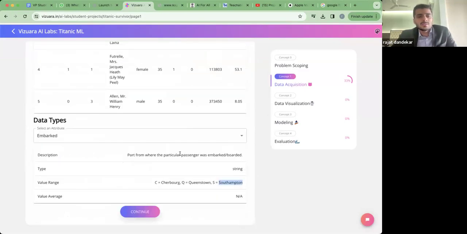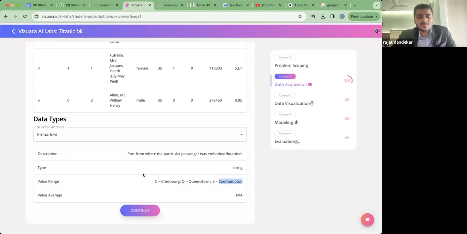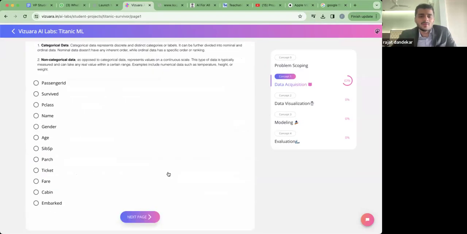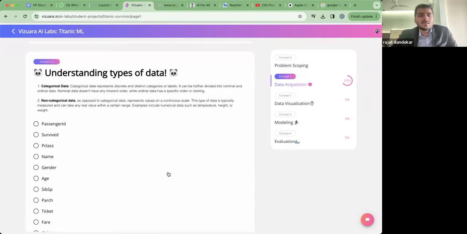So this is what we do in this second step of data acquisition. We try to analyze the data in detail. We look at all the attributes and we understand what is the kind of problem that we are dealing with. Here you can see we have divided the type into categorical and non-categorical data. Basically, you can think of categorical as discrete data or discrete labels. It's not a continuous value. For example, gender, it's either male or female. Then P class, it's either 1, 2, or 3.